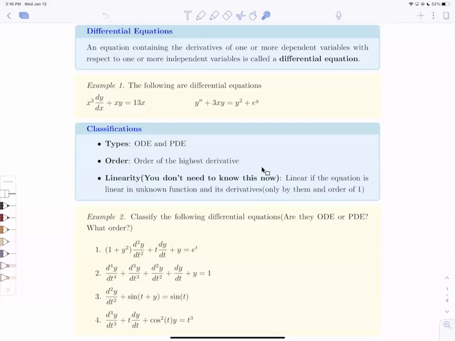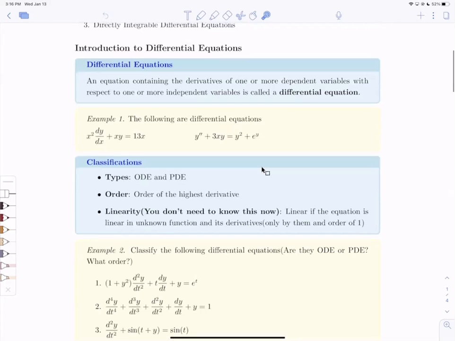So definition. An equation containing the derivatives of one or more dependent variables with respect to one or more independent variables is called a differential equation. So what this means is that we are talking about the derivatives, okay? Unlike the equations you've seen before, for example, let's say 3y + 2x = 6. This equation is not a differential equation. Okay, we need at least one derivative. So this is really important. We need to contain a derivative of one or more dependent variables. So you need to have at least one derivative of your y, okay?